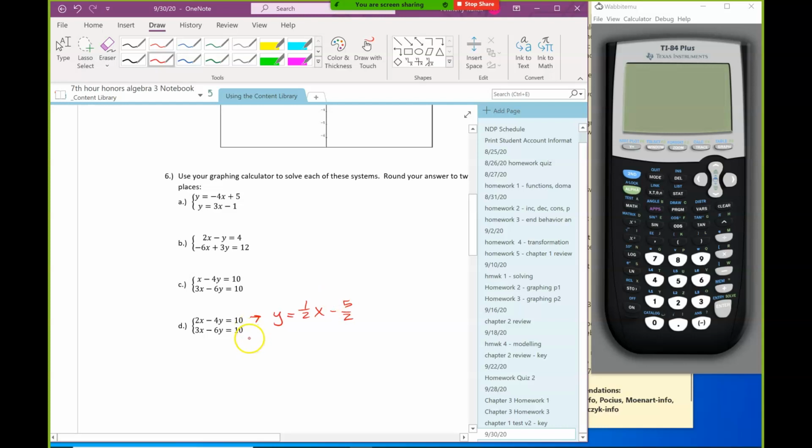And then similarly here, we're going to subtract 3x and then divide by negative 6. So negative 3x divided by negative 6 is positive 1/2 x, and then 10 divided by negative 6 is negative 5/3. I don't even need to type this into my calculator at this point. I notice the slopes are the same, but the y-intercepts are different. So this has no solution.